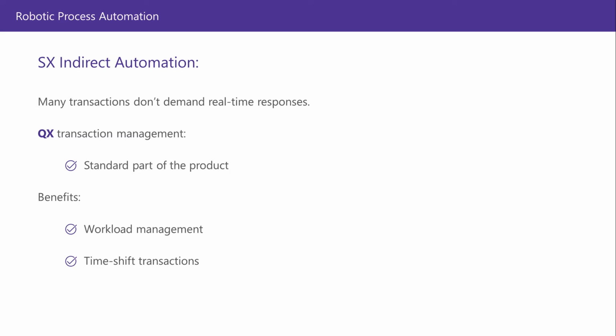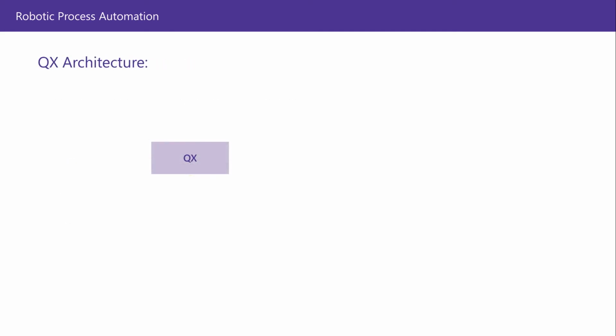As part of the SX products set, we provide an additional utility called QX, which allows us to queue transactions and process them in a managed way. The benefits of this are that we can take out the peaks in our workload and make better use of our resources. It can also time shift transactions. Things that don't need to run during the day when our systems are busy and the licenses are in use can be run overnight when things are much quieter. Let's take a look at the QX architecture.